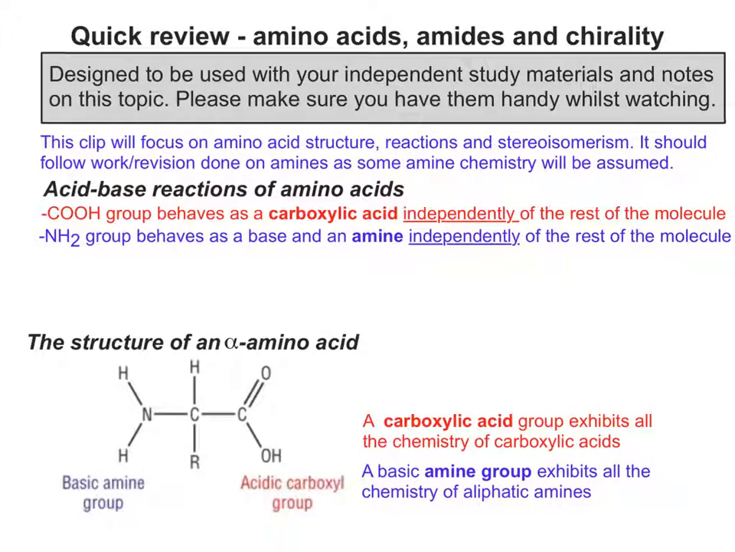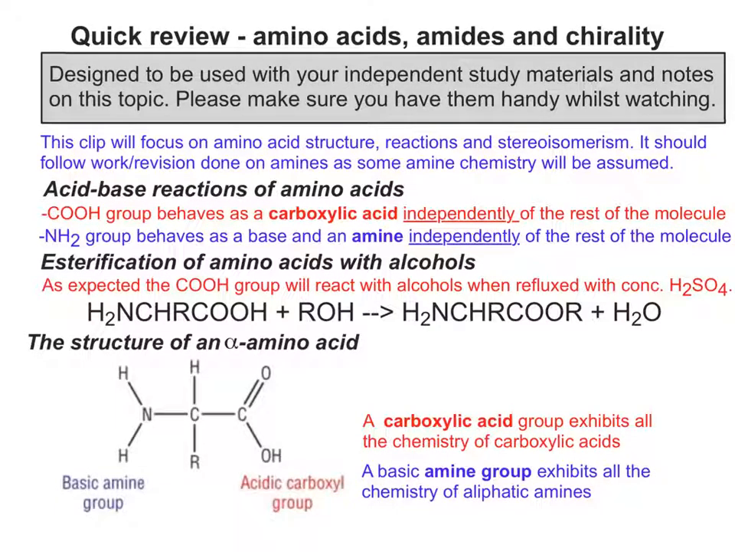So to summarise the chemical reactions that we've looked at so far, in terms of the acid-base reactions of amino acids, the carboxyl group behaves as a carboxylic acid independently of the rest of the molecule, and then the NH2 group behaves as a base and an amine independently of the rest of the molecule. So it shouldn't be surprising to find that you can esterify amino acids by getting the carboxylic acid group independently to react with alcohols as if it was just a normal carboxylic acid, which in this reaction it essentially is.